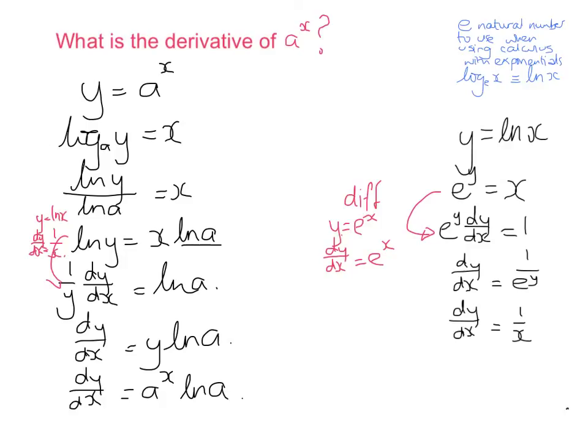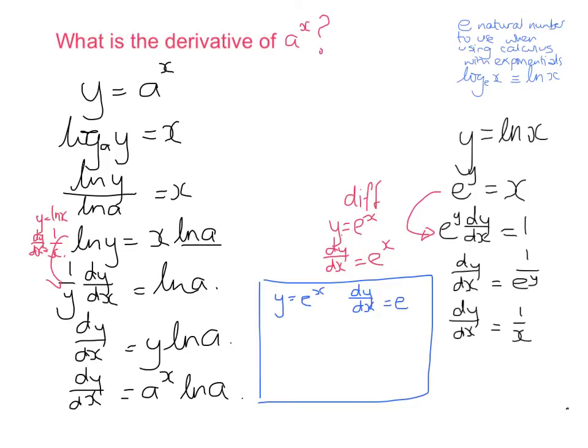So now you have 3 brilliant, important derivatives. In fact, the most important? Yeah, the most important. If y is e to the x, then dy by dx is e to the x, almost like, well, by definition, really, that's what e is. If y is ln x, then dy by dx is 1 over x, and if y is a to the x, then dy by dx is a to the x ln a.